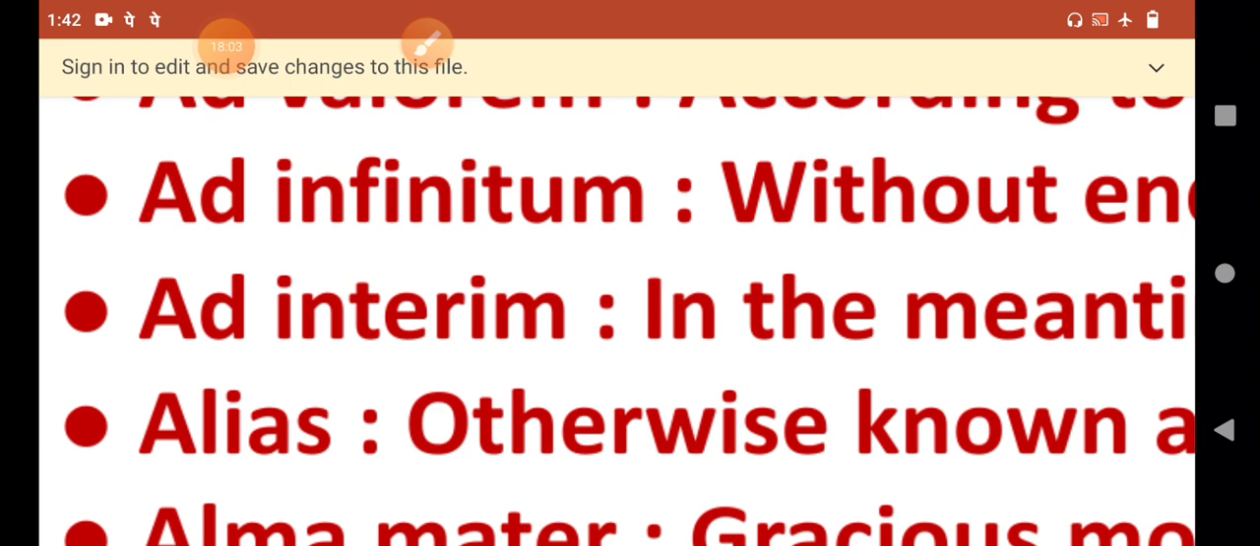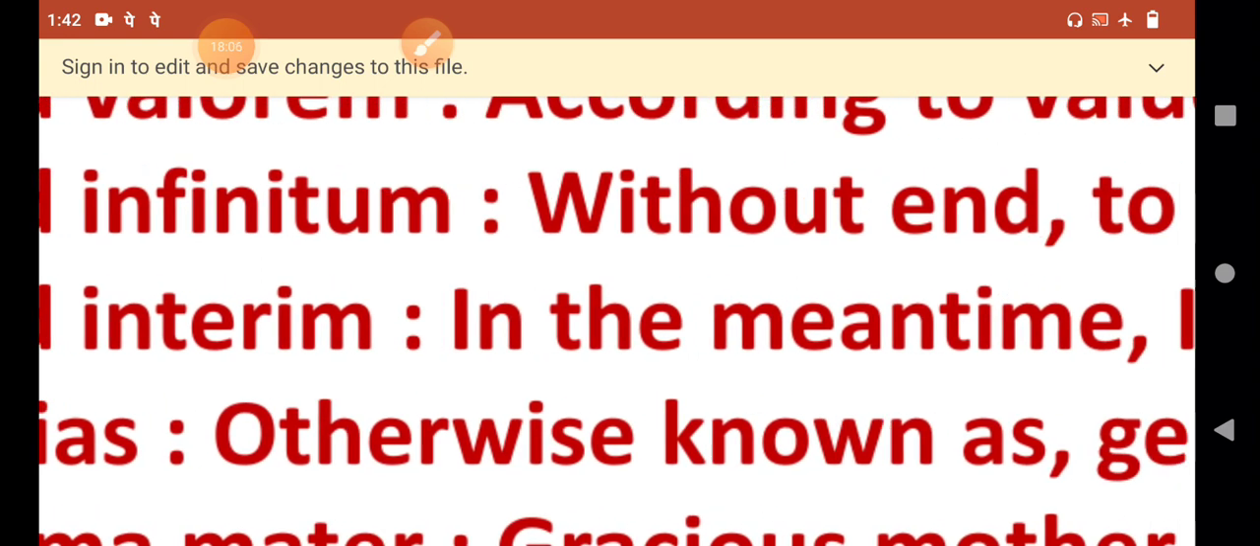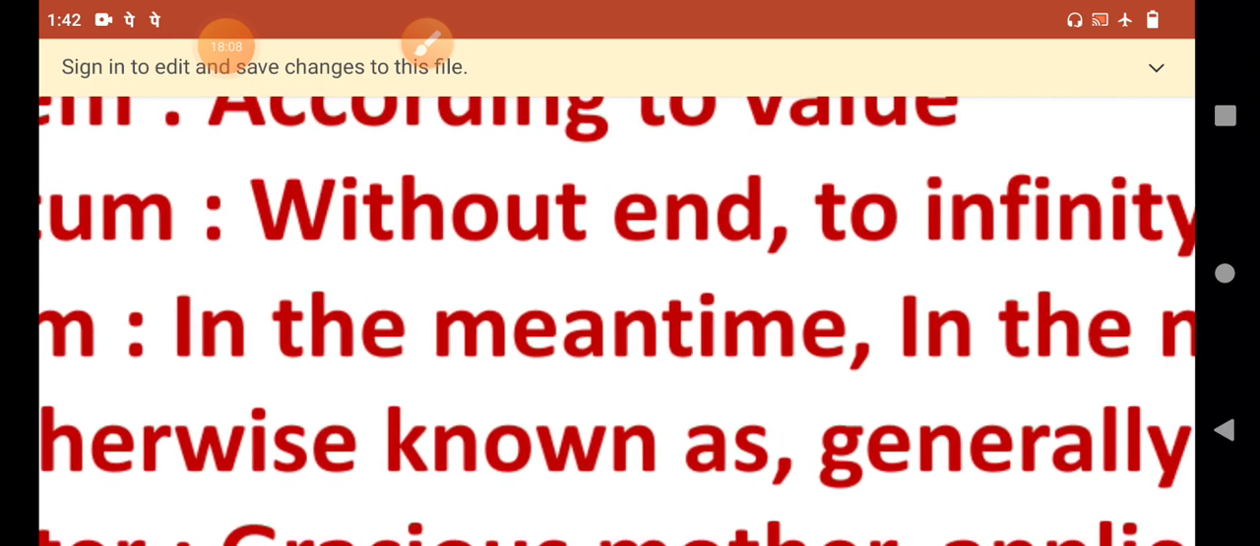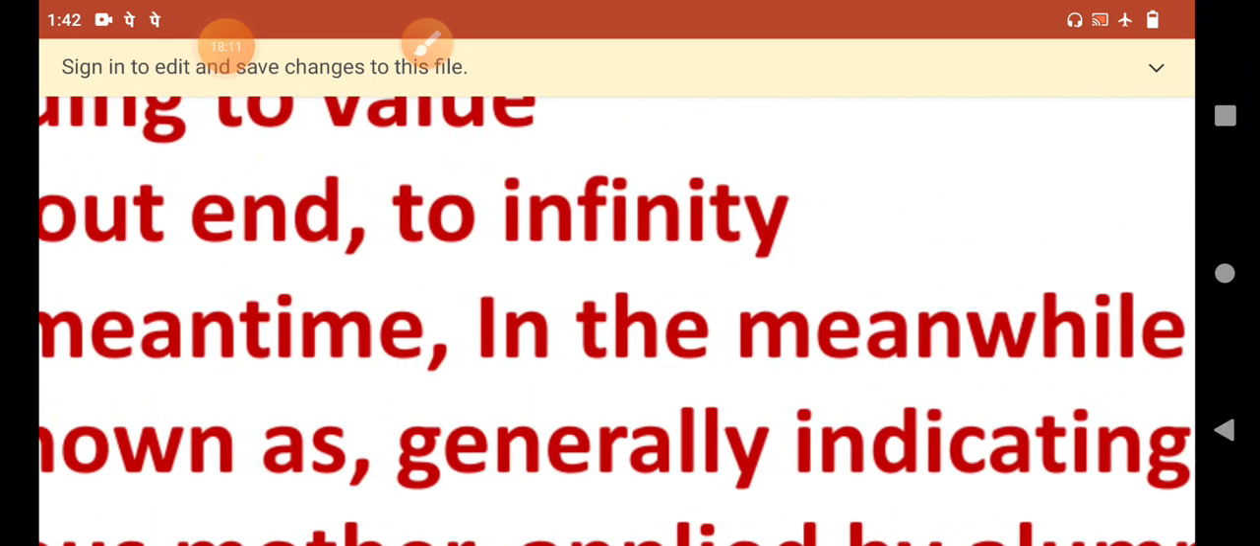Ad interim means, here the meaning is in the meantime, in the meanwhile, for an intervening or temporary period of time. A period of time between one event to another event. In between. It is called ad interim. In the meantime, during the interval of time, it is a temporary ad interim appointment.